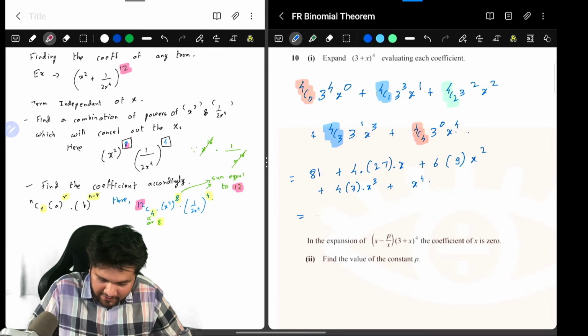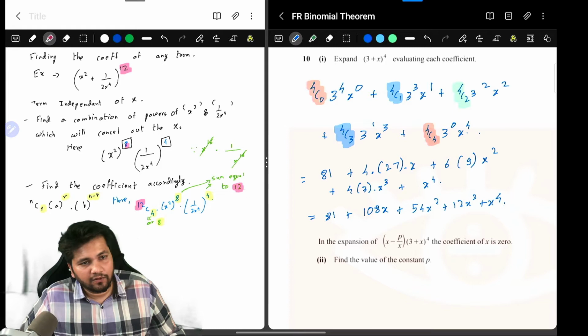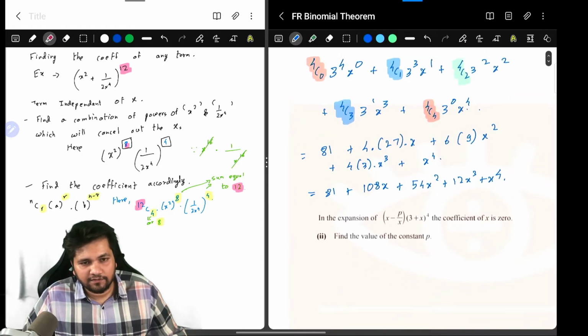At the end, this is what my answer is: 81 plus 108x plus 54x square plus 12x cube plus x to the power of 4. Simple. Got it, everyone? You don't even need a calculator for these things.